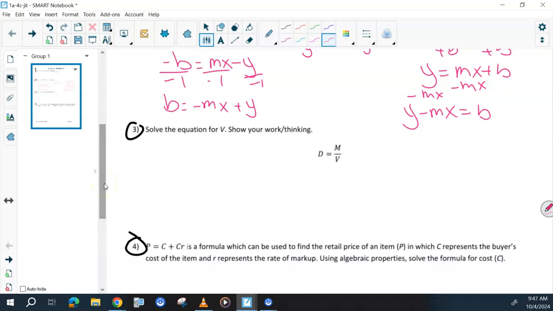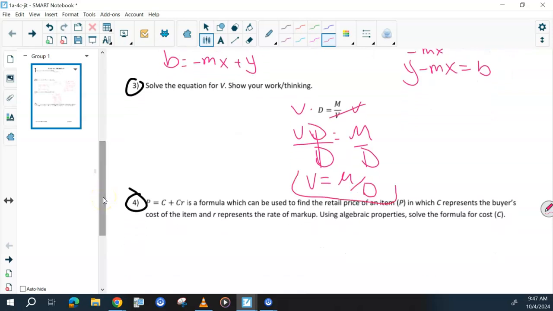In part 3, if we're solving this for b, we need to multiply both sides by b, and then divide both sides by d, so that those b's cancel, leaving b equals m over d. Questions there? Yes? Why can't we multiply by m? Because that would give you m squared, and then b would still be in the denominator.